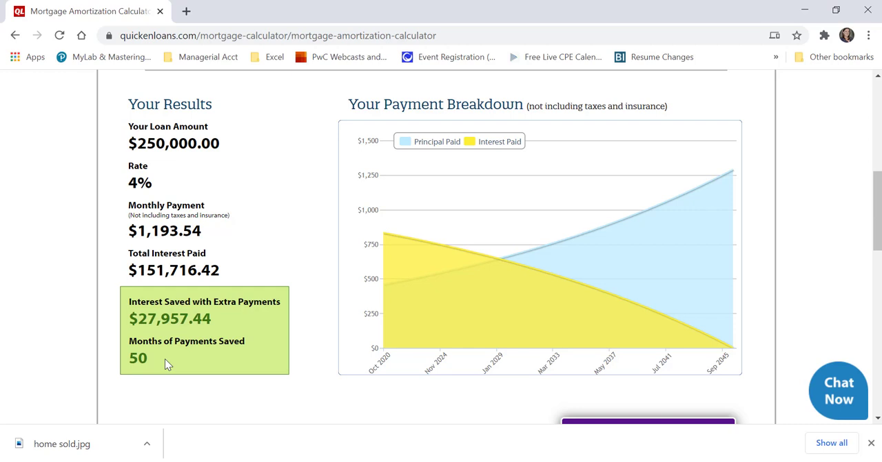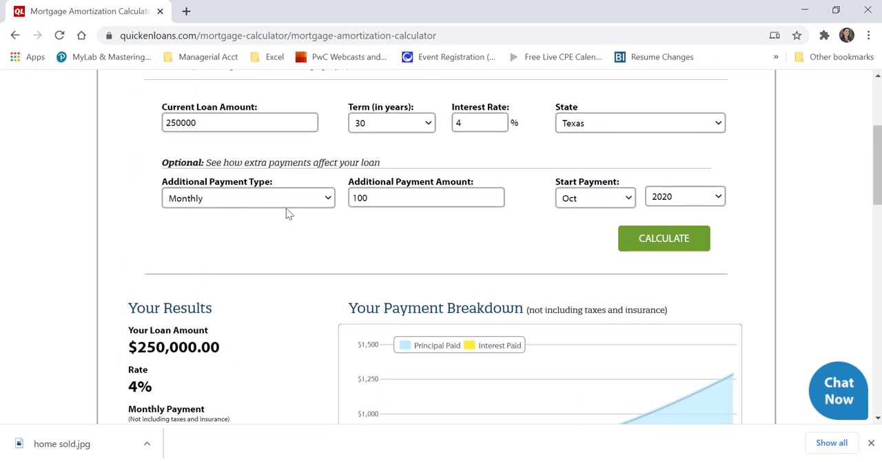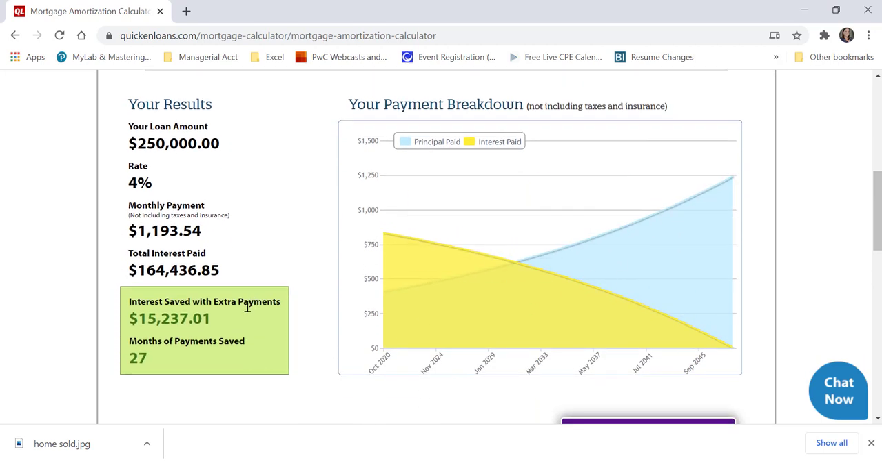So by a little extra $100 a month, which I know can sound like a lot, but even if it changes to $50, this would still save me quite a lot of money. If I changed it to $50 a month and calculate that, it would save me an extra $15,000 over the life of my loan and I'd pay it off about 2 years early.